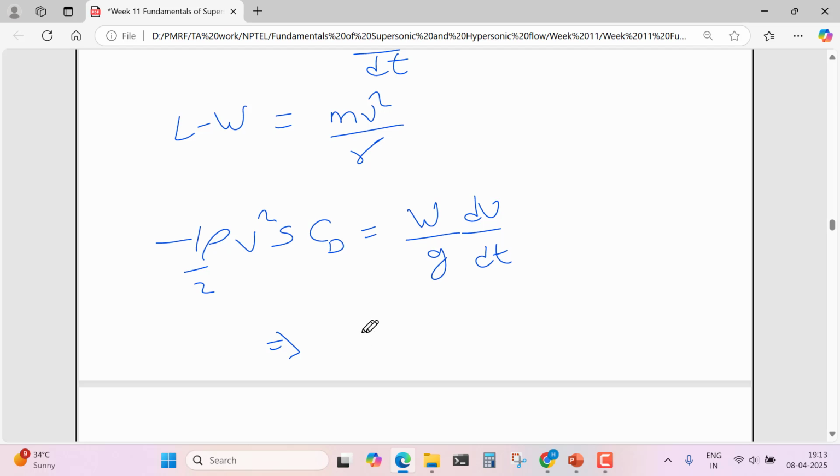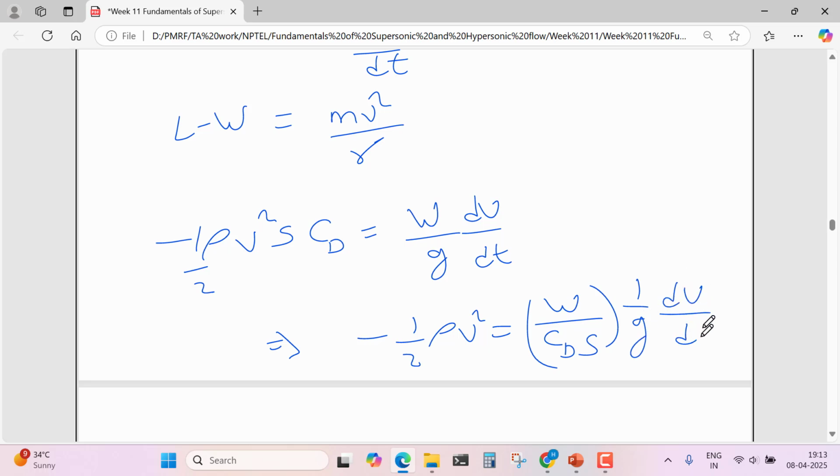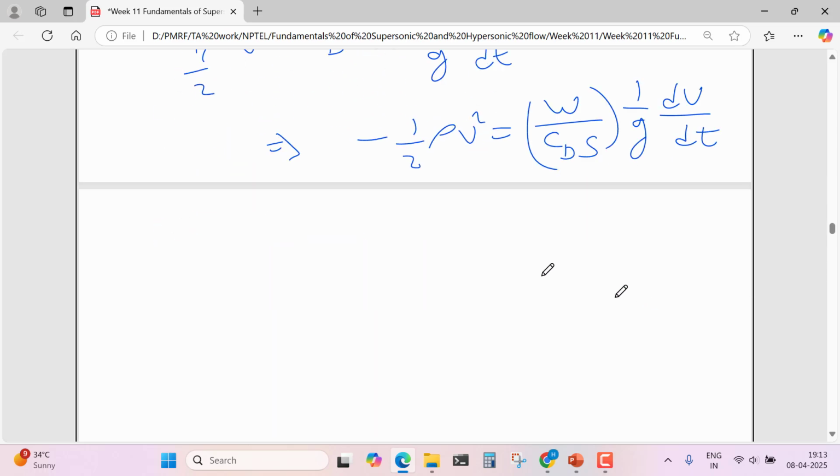Or it can be written as minus 1 by 2 rho V square equal to W upon CD S times 1 by g dV upon dt. Here this W by CD S is called the ballistic coefficient.